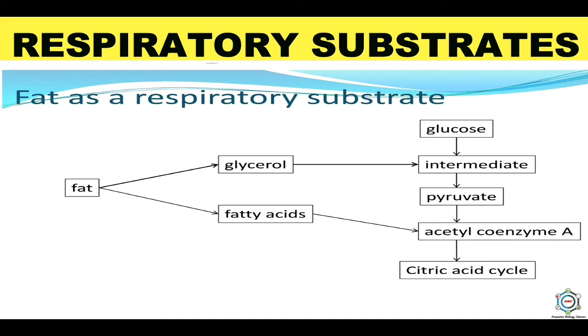Now, if we talk about fat as a respiratory substrate, when fat acts as a respiratory substrate, it is first converted to fatty acids and glycerol. In the presence of the enzyme lipase, these fatty acids and glycerol may be converted to sucrose in germinating fatty seeds, or they may be oxidized to carbon dioxide and water.